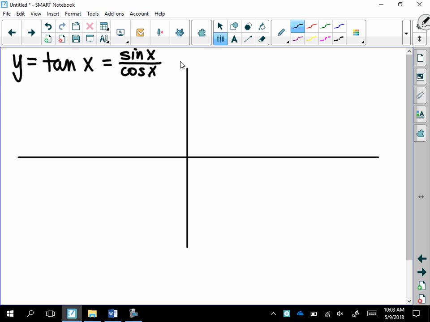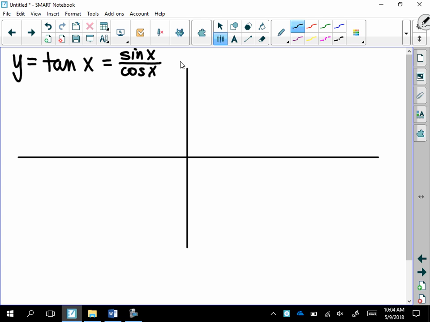And because it's undefined, we talked about it could either be a hole or a vertical asymptote, but we eliminated the possibility of it being a hole in the graph, and it became a vertical asymptote. Well, that's still true right here, because you'll notice that cosine is in the denominator. So anytime that cosine is equal to 0, what can you tell me about tangent? It's going to be undefined, and it's going to have a vertical asymptote.